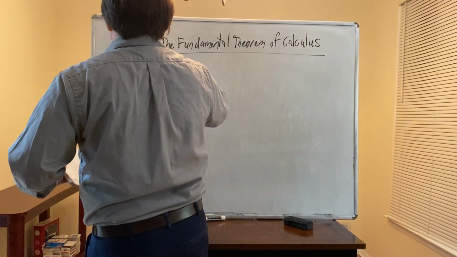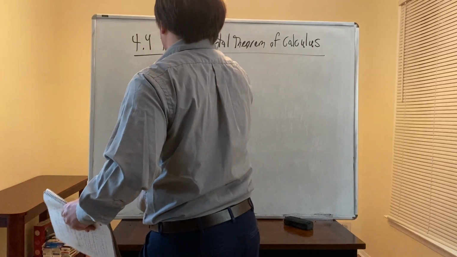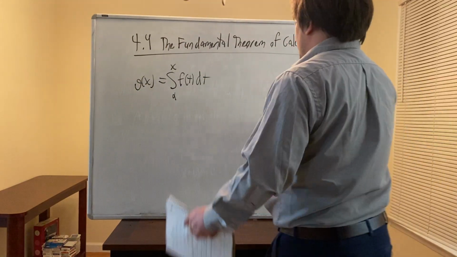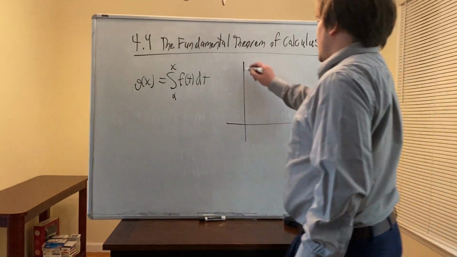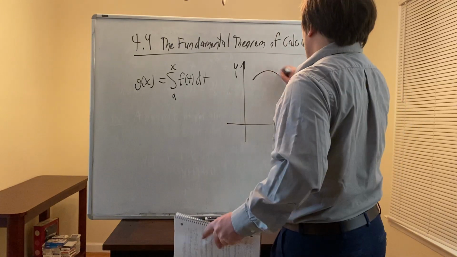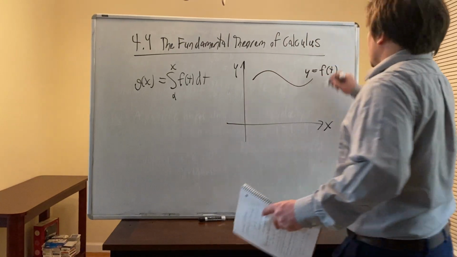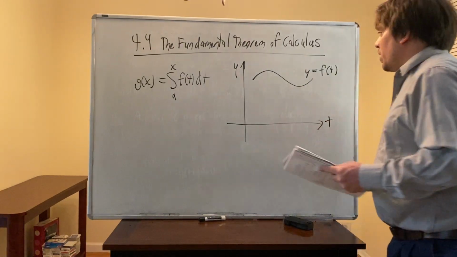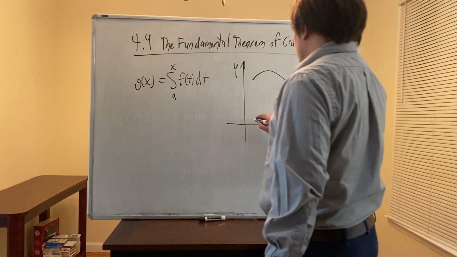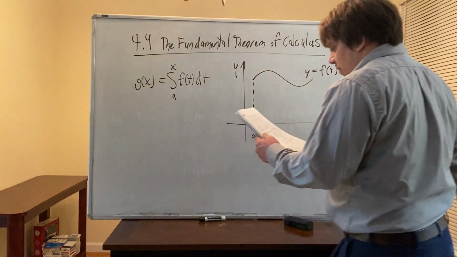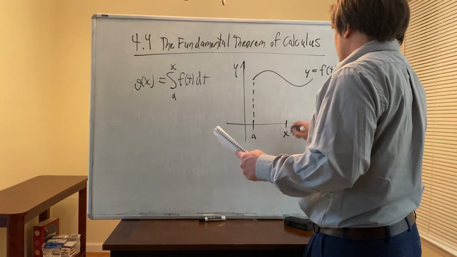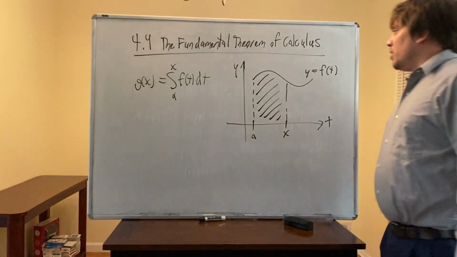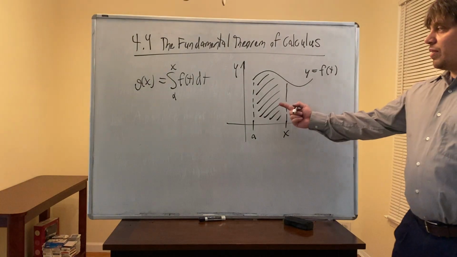So let g of x equal the definite integral from a to x of f of t dt. What does that mean? Let's say you have a graph. This is the x-axis, this is the y-axis, and let's say you have y equals f of t. This is the t-axis. Let's say you start at t equals a, and then go to t equals x. Then the definite integral from a to x of f of t dt is the area of that shaded region.